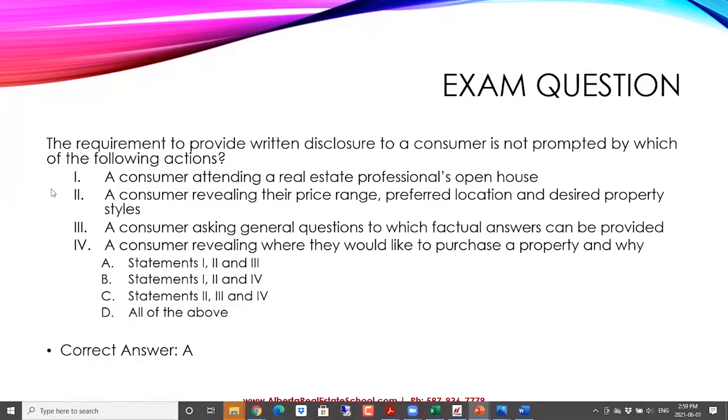And a consumer asking general questions. So in this case, again, we are allowed to provide market information. We can provide information on comparable properties. We can give consumers information on the area, statistics, all those things can be provided to the consumer. So in this case, there is no confidential information or nothing that would require disclosure on the part of the real estate professional.